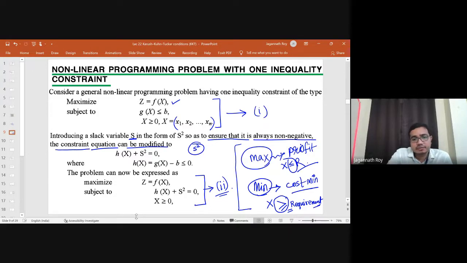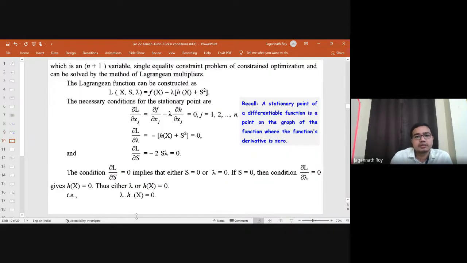This is a slack variable. Now again we define the Lagrangian function. What is the Lagrangian function? L of x, s, and lambda. Lambda is our unknown, s is our unknown variable, capital X is also an unknown variable.